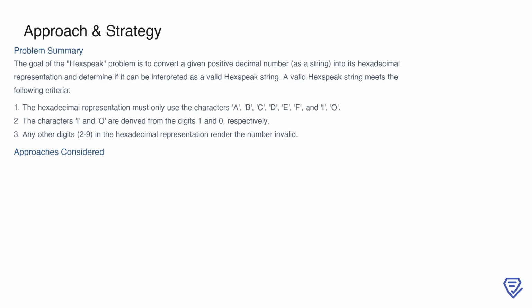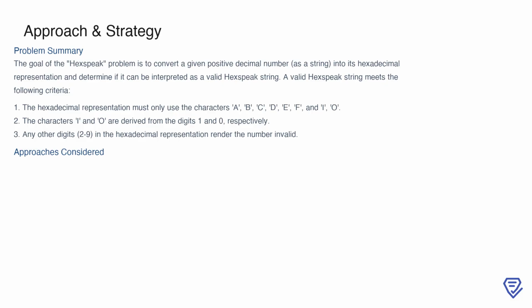To solve the Hexspeak problem, our goal is to take a positive decimal number, provided as a string, and convert it into its hexadecimal representation. Once converted, we need to determine if the resulting string qualifies as valid Hexspeak. A Hexspeak string is valid only if it uses specific characters, A, B, C, D, E, F, I, and O. Here, I and O are derived from the digits 1 and 0, respectively.